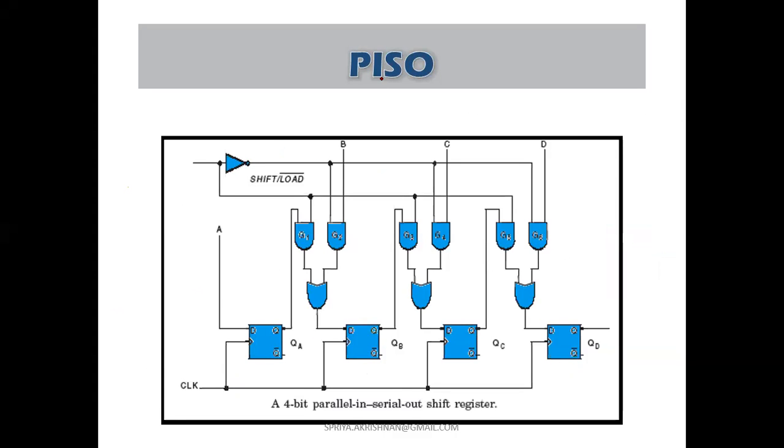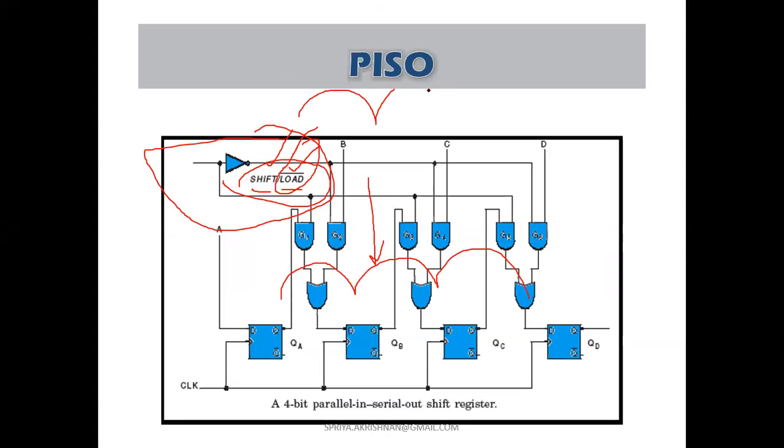Yeah, this is our parallel input, serial output. See, here we had a logic called shift and load. So we had a control button. If I enable the load, the data will load into the flip-flop. If I enable the shift, the data will shift from one flip-flop to the other flip-flop. There are two things I want to do here. First, I want to load the data to the flip-flop, and after loading, I want to shift that from one flip-flop to the other flip-flop.